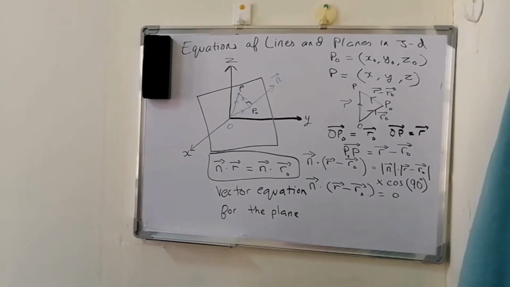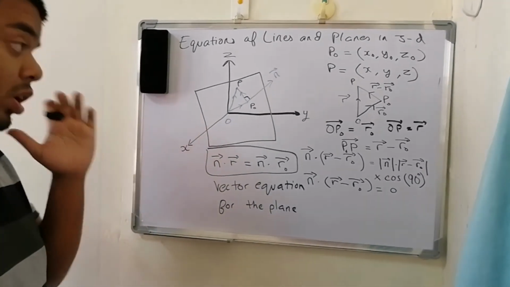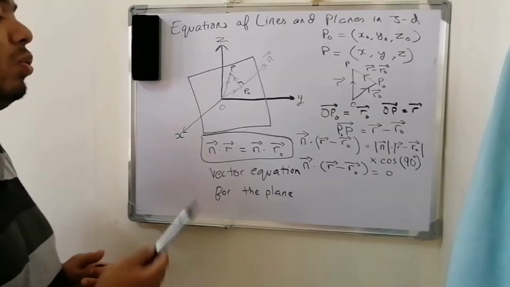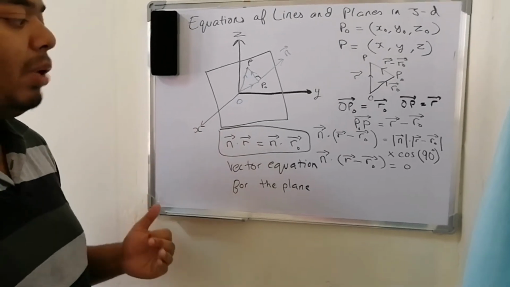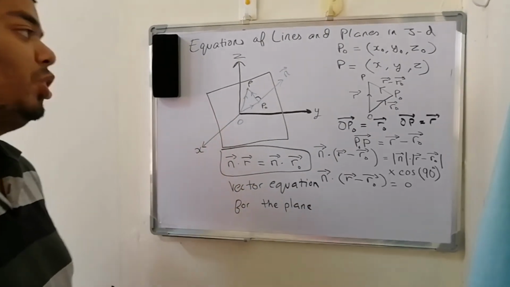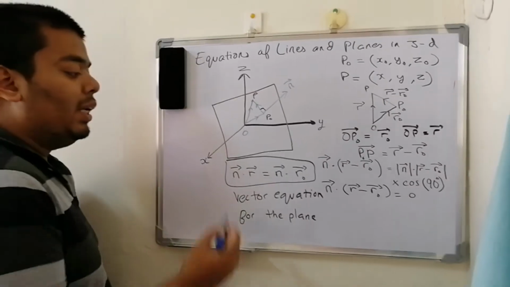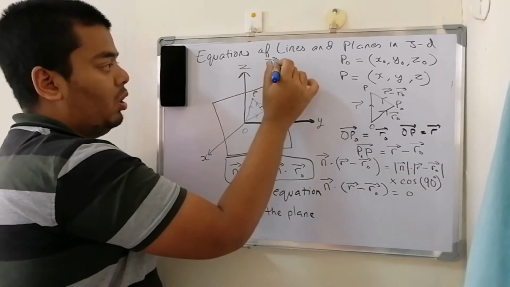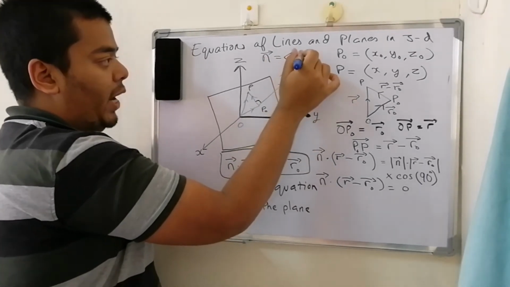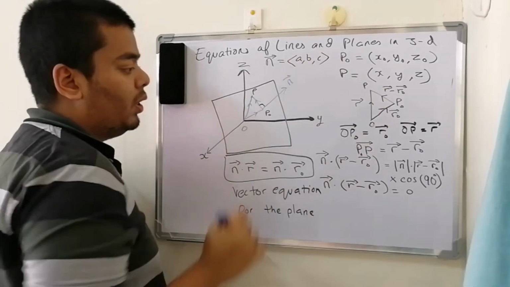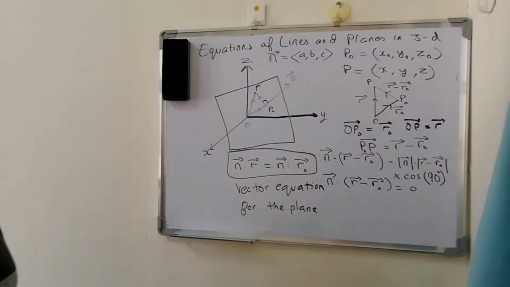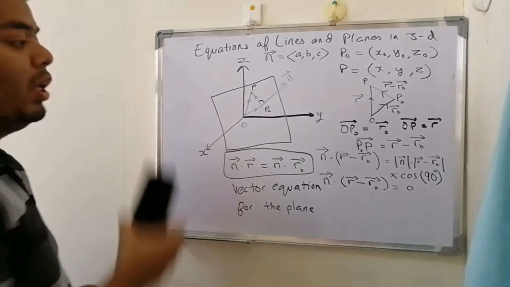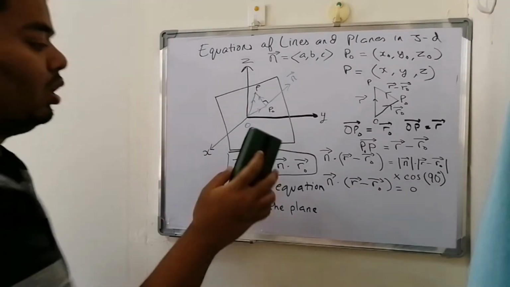But now let's say we got a question. In a question, usually we'll have a point in the plane, and then we'll have a vector which is perpendicular to the plane, and we can find out the vector equation of the plane. So now let's say that n was given to us as the vector a comma b comma c. So n is given to us. Now we can go ahead and find out the scalar equation of the plane. For that, I will remove this part.